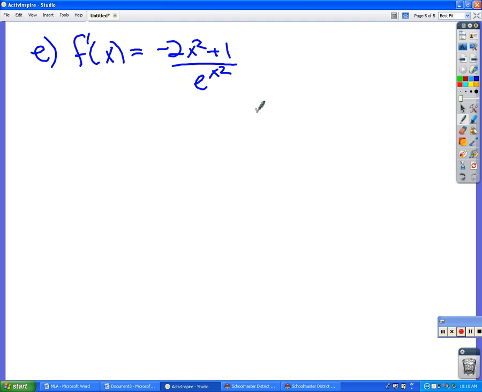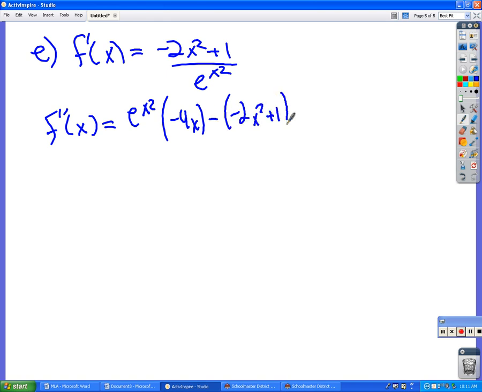Do you want to go quotient rule or product rule? Quotient rule. Okay, so low d high, what's the derivative of negative 2x squared plus 1? Minus high d low, what's the derivative of e to the x squared? 2x. Over the square of what's below. What is e to the x squared squared?